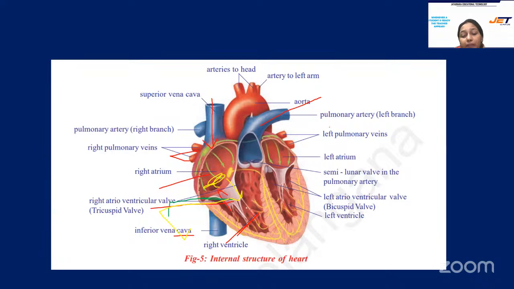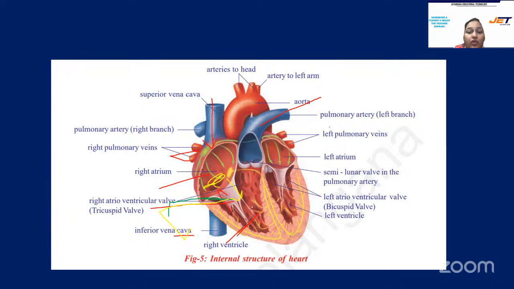Now, the blood from the ventricles does not flow back to the auricles because this valve gets closed. It prevents the backward flow of the blood. The ventricles are pointed, so blood could go backwards, but it does not go because the valve gets closed.